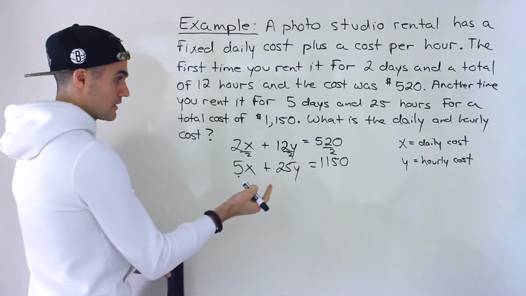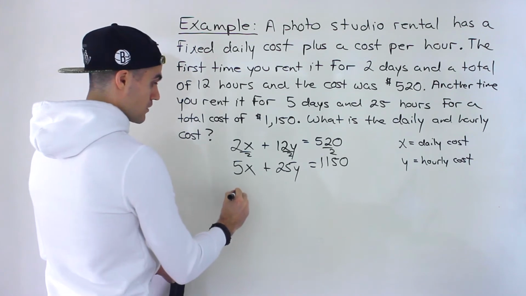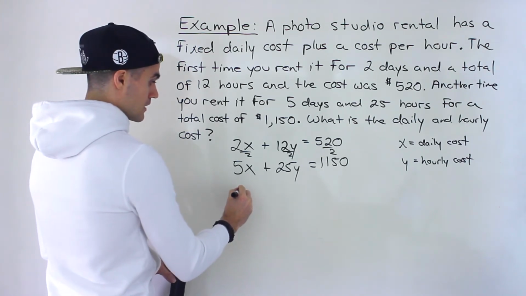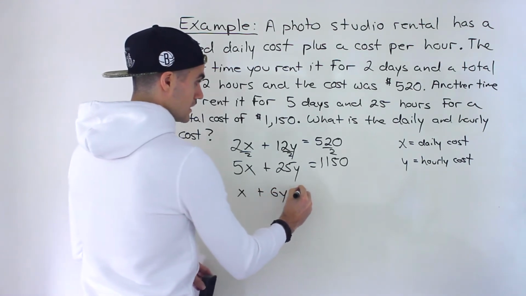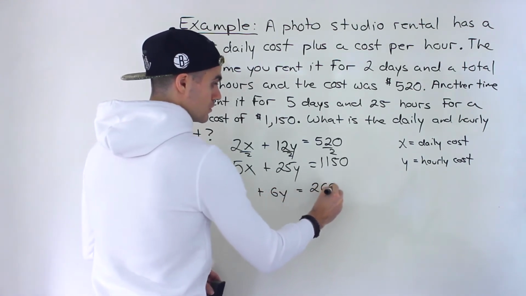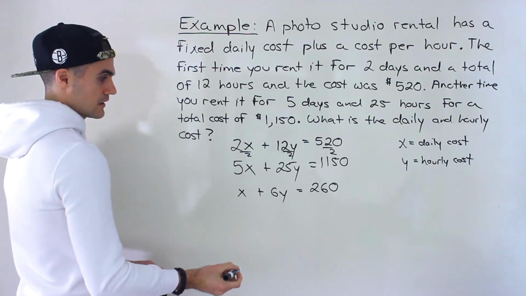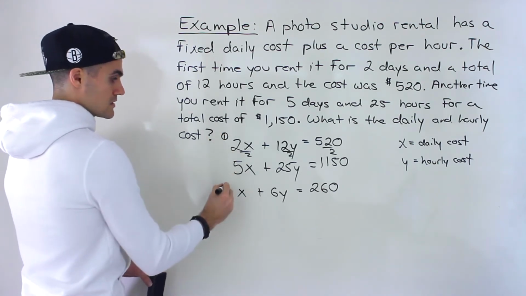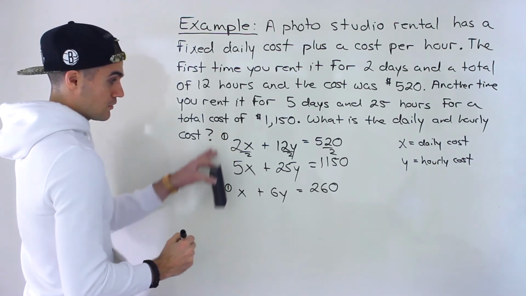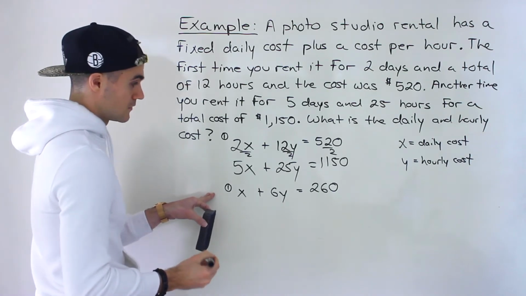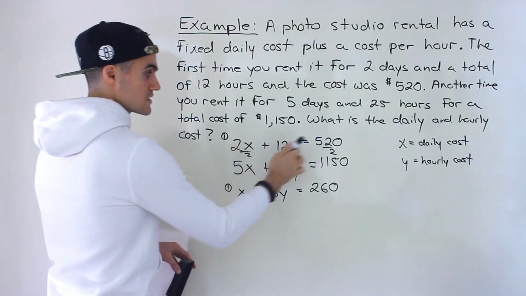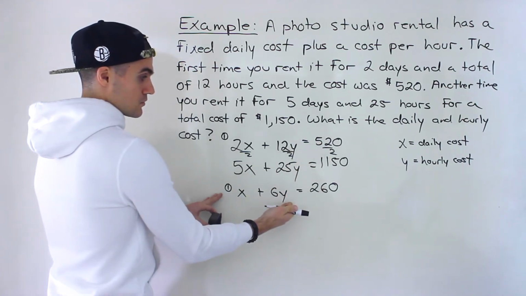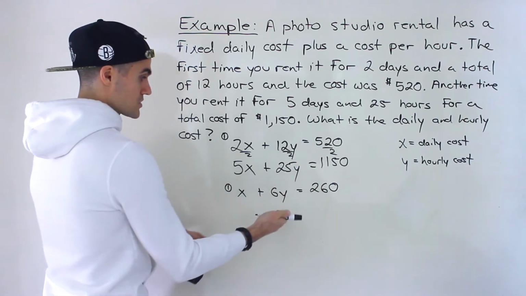So what would we end up with then? We would end up with x plus 6y is equal to 260. So this is equation 1, this is also equation 1. Both of those equations are the same thing. It's just this is simplified from that. Everything was divisible by 2, so we might as well just work with more simple numbers.